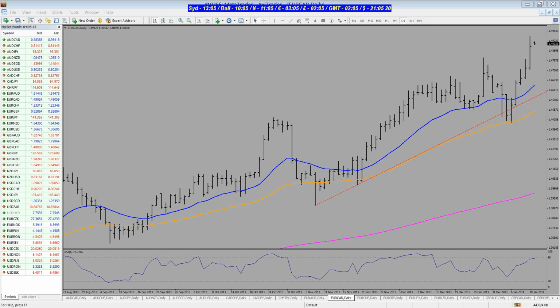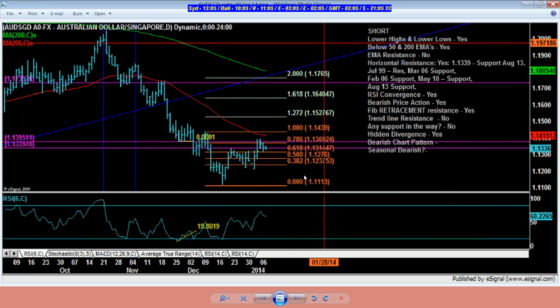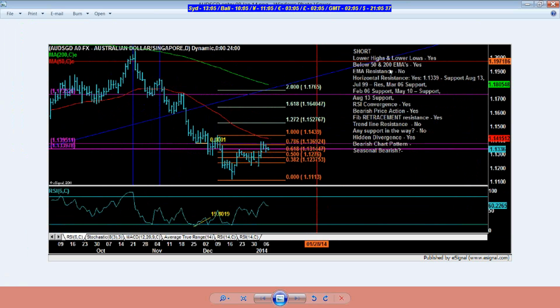This email again was Wednesday. Aussie dollar. Lower highs, lower lows, low moving averages, resistance. Well, I would say yes to that. Didn't touch it, but it's come back and shied away from it, so I'd say yes. Trend line, no. Thin divergence. Yeah, you could say that from that last time it was back at the 50, yes.